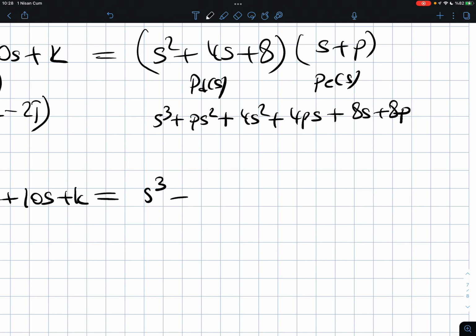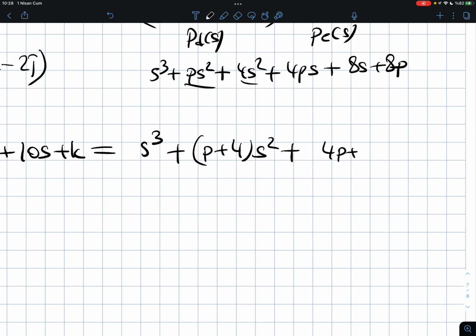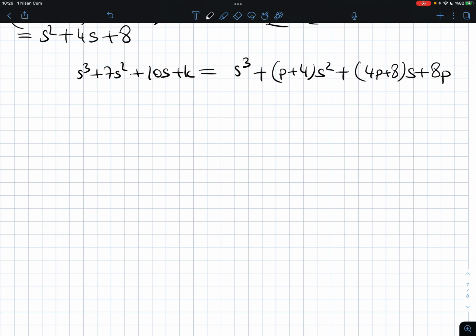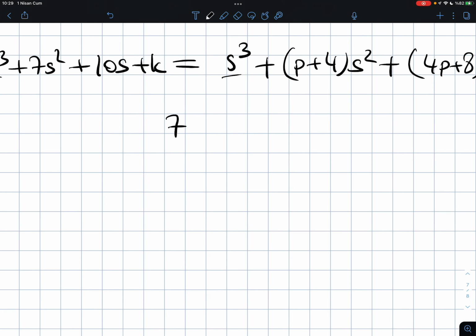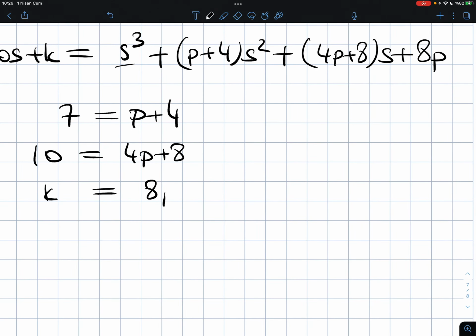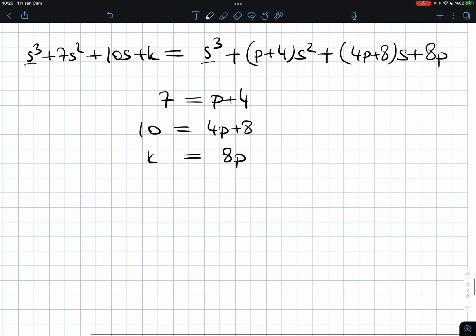plus 8p. Now if we combine the terms, s cubed plus ps squared plus 4s squared, plus 4ps plus 8s, and then 8p. Now here we can see that the s cubed terms are equal to each other, so therefore 7 should be equal to p plus 4 and 10 should be equal to 4p plus 8 and k should be equal to 8p. Now, if we look at this design problem, I didn't write down 1 equals 1, but it's not really that important. This is a trivial equation here.